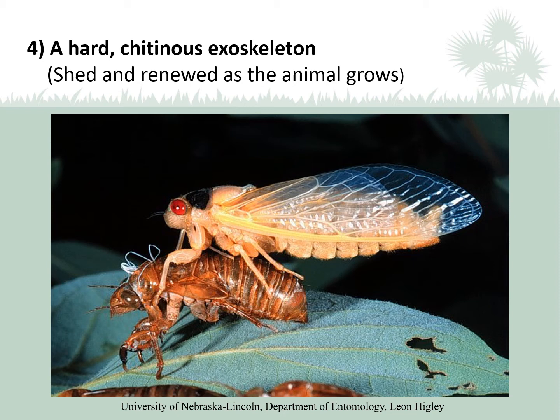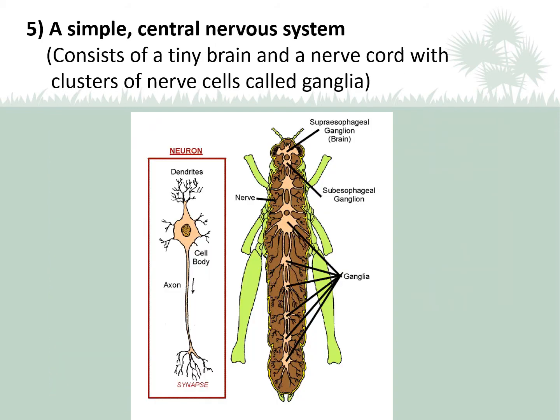They have a hard chitinous exoskeleton, and generally speaking, they shed and renew that shell, the exoskeleton, as the animal is growing. They can't stay within it, so it's actually shed off, exfoliated, and the insect moves on. They have a very simple central nervous system. It consists of a very tiny brain, a nerve cord with clusters of nerve cells called ganglia. That's a great word. We'll see that later on today, ganglia.